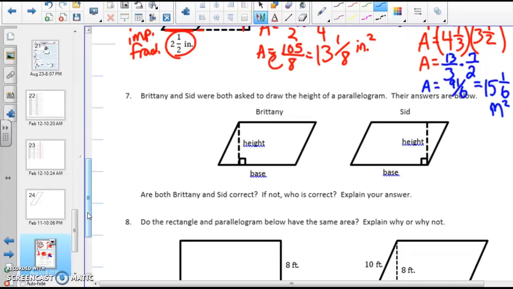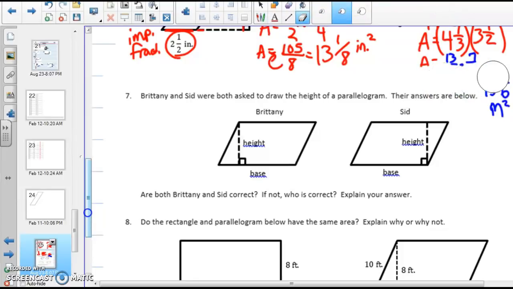Okay, number 7 and 8, you're really not solving anything. You just have to read and answer. So it says, Brittany and Sid were both asked to draw the height of the parallelogram. Their answers are shown below. So study their parallelograms. Brittany drew her height from this base to the opposite side, and Sid drew his height from this side to the opposite side. And the question says, are both Brittany and Sid correct? If not, who is correct? Explain your answer.